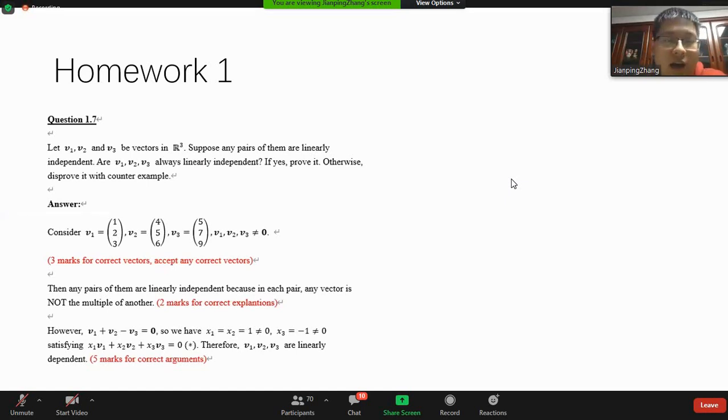So here we have the conclusion that pairwise linear independence cannot imply joint independence. But I guess if you have joint independence, you can imply pairwise linear independence. So in this question, you just need to figure out some counterexample, right?